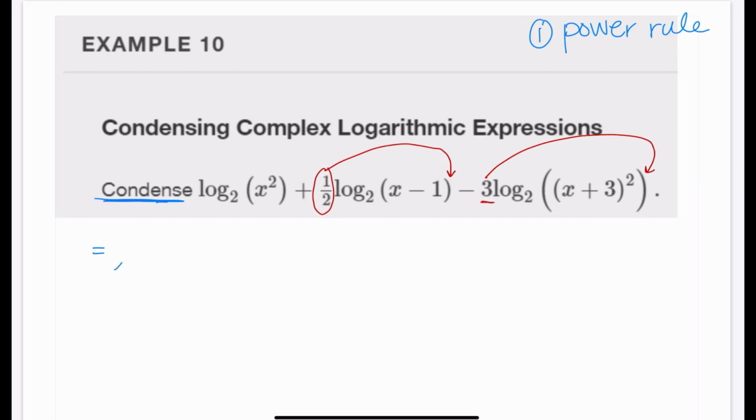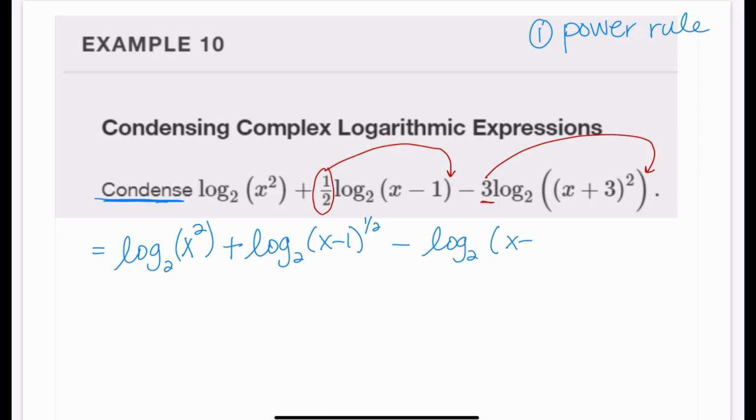So I'm going to rewrite this as the log base 2 of x squared, which already has a power in it, so I didn't have to do anything there, plus the log base 2 of x minus 1 to the 1/2 power, which remember is just the square root, minus the log base 2 of x plus 3 squared to the 3rd power. So we are going to have to do some simplifying.